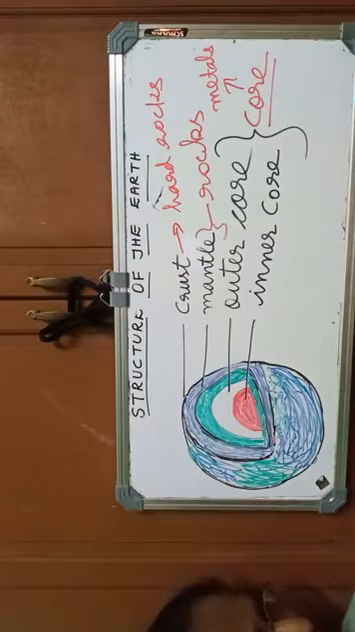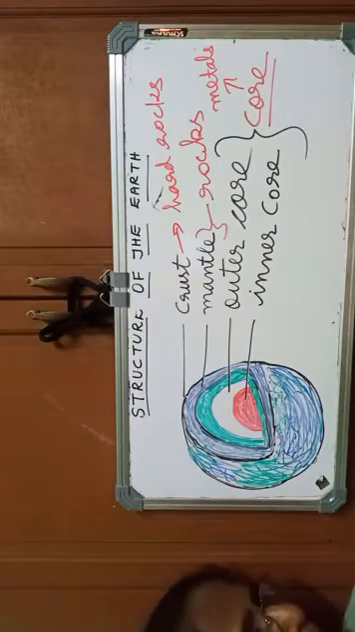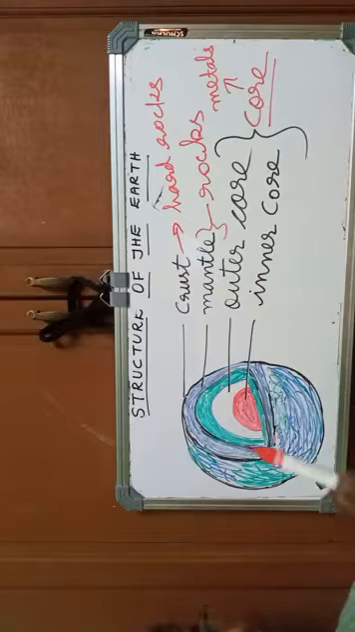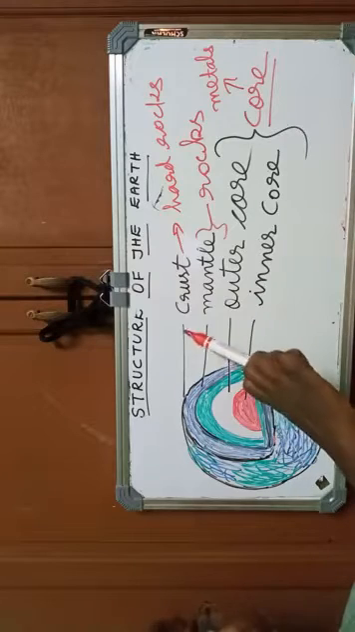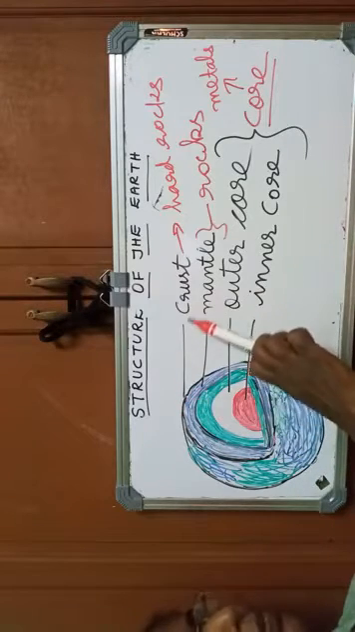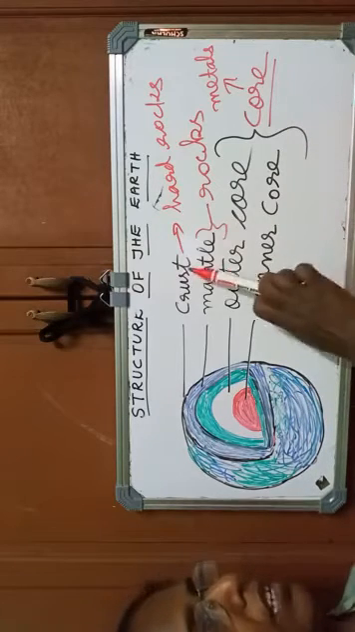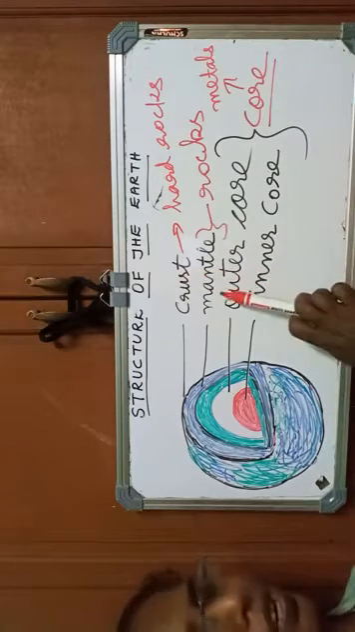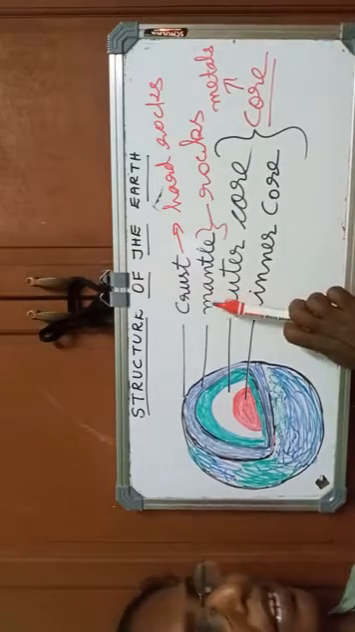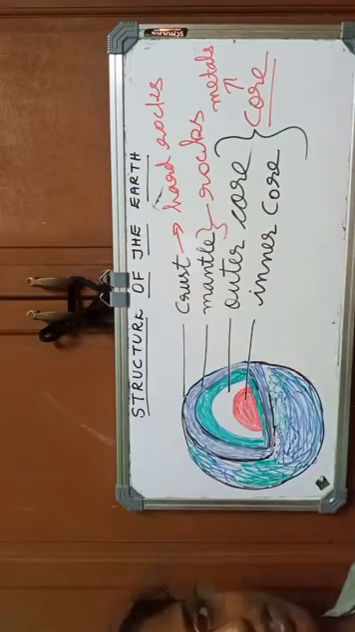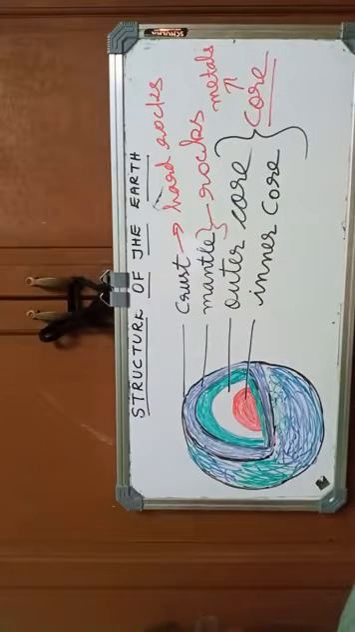The next is mantle. It is the middle layer lying between the crust and the core of the Earth. From the picture itself you know the crust is the outermost layer and the innermost layer is the core, and in between crust and core, which layer comes? Mantle comes, and what is this mantle made of? Rocks. Mantle is made of rocks.